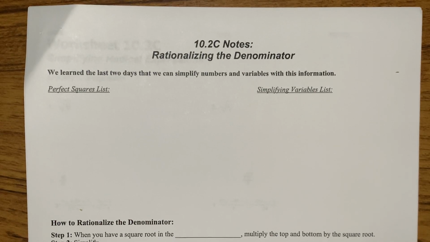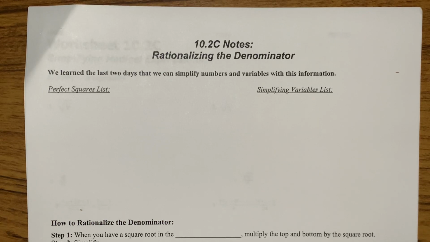Okay, ladies and gentlemen, we are back in 10.2, the third part, part C. And this last thing we have to do is called rationalizing the denominator. Now, to explain what that means, it basically means that we cannot have a square root sign on the bottom of a fraction. The denominator is the bottom. We can't have any radical signs down there.